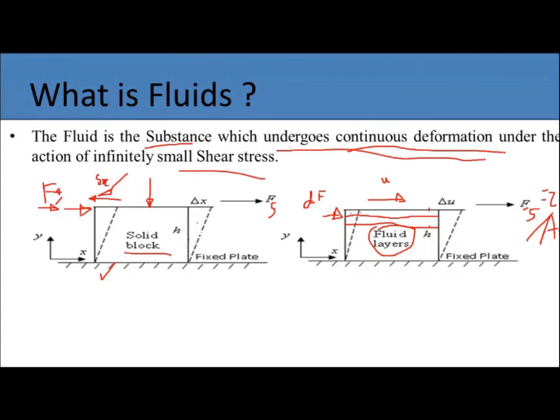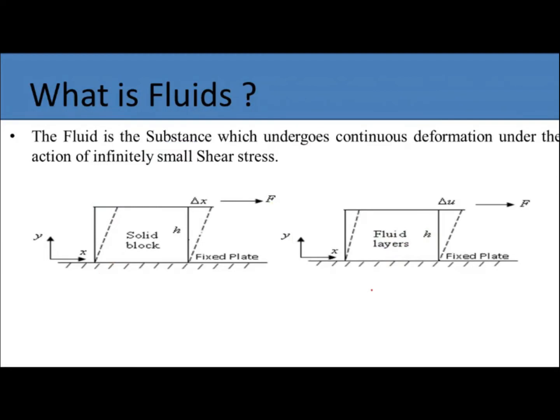So I think the definition is understood. What is fluid? Fluid is a substance which undergoes continuous deformation under the action of infinitely small shear stress. That means fluid has a property to undergo continuous deformation. If you apply a very small amount of shear stress or shear force, that fluid will have continuous deformation. Any substance that has continuous deformation under infinitely small shear stress is nothing but fluid. Because of this property of continuous deformation, the fluid is capable of flowing.